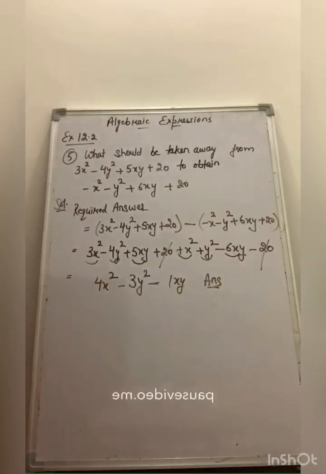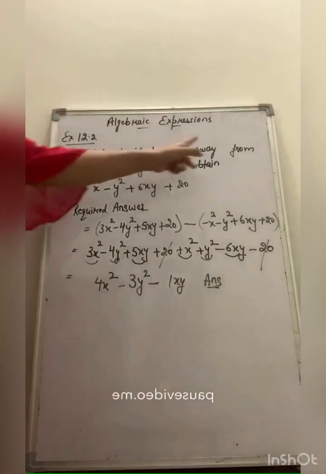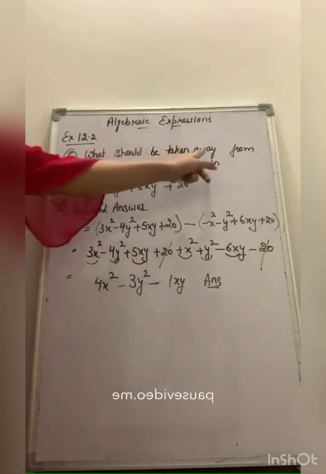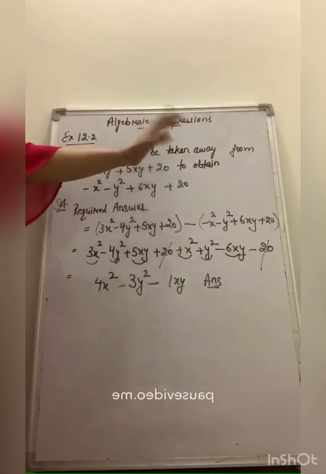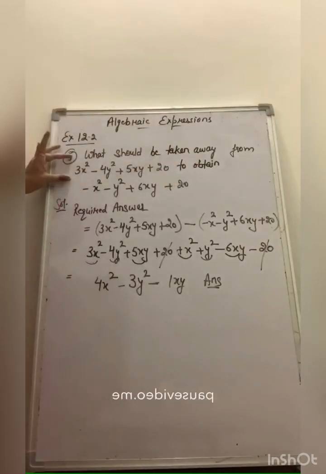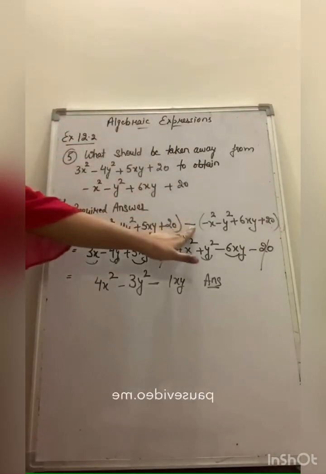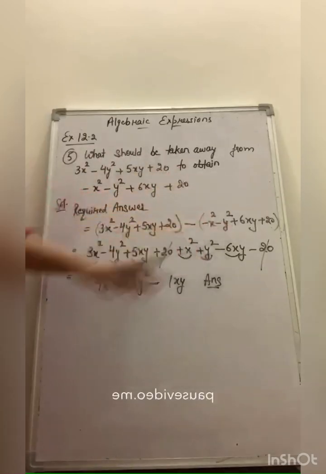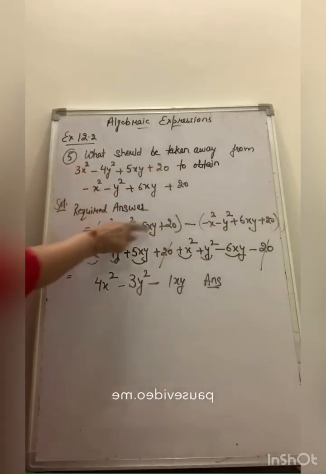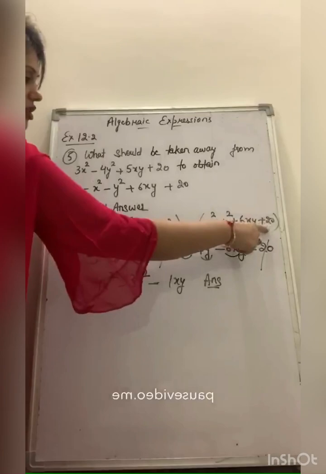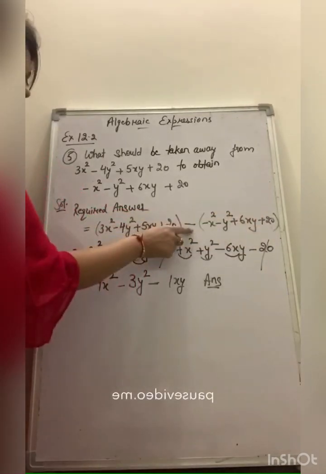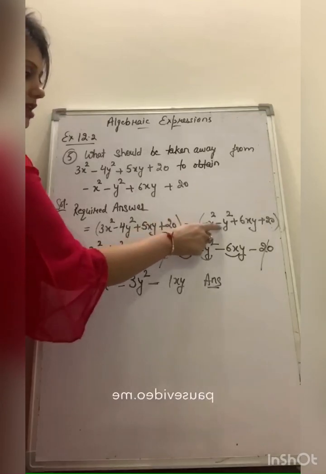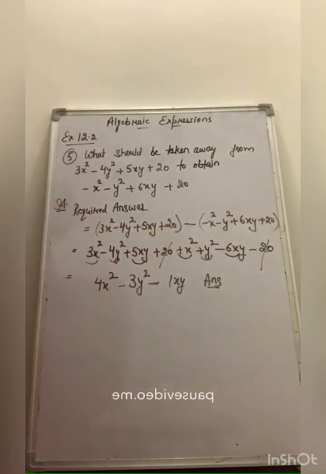Alright. So what should be taken away and what should be subtracted is one and the same thing. And when subtracted, one question comes: you have to write the first expression minus the second expression. So we have written the first expression minus the second expression. Now, as the minus sign is outside the bracket, the signs of all the terms will get changed.